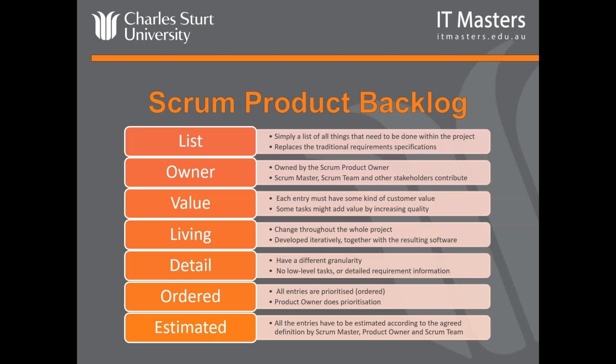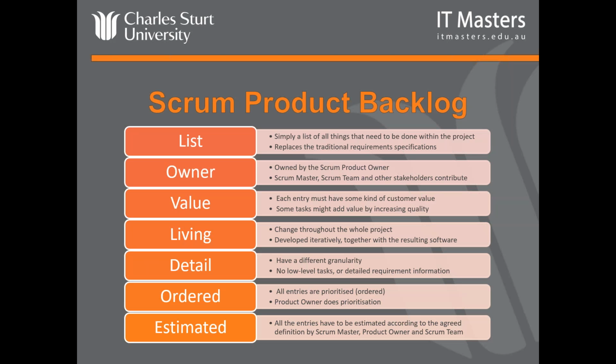The level of detail for an item will depend on the position of the item within the product backlog. So items at the top of the list, which are obviously higher priority, would normally be more detailed, as they're likely to be something that's going to be in the next sprint and we need to work on it, we need a bit more information.